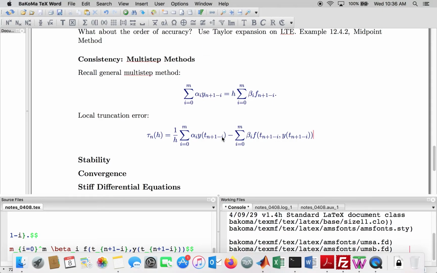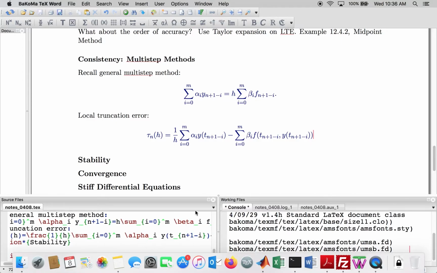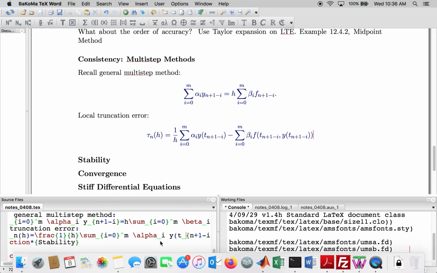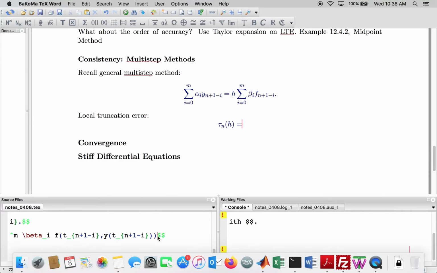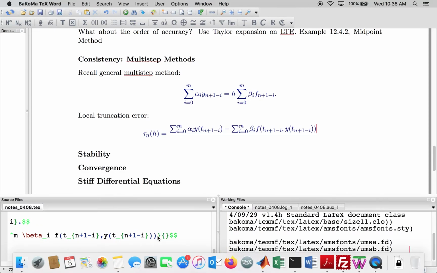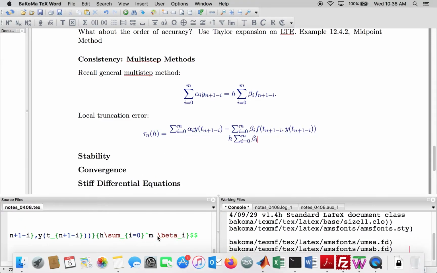Okay, and actually, you know what? I do need to include something extra here. Because for most methods, such as Adams methods, they're written in such a way that the sum of the betas is equal to 1. But that actually is not true of all multi-step methods. So I'm actually going to divide not just by h, but as a normalization constant, I'm going to divide by the sum of the betas, whatever it is. Again, for most methods, the sum of the betas is 1. But to account for those exceptions, I'm going to divide by that.